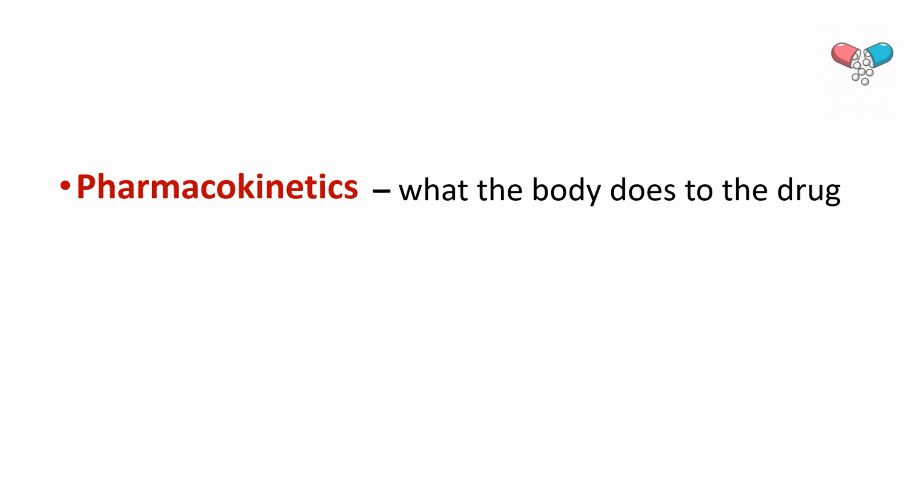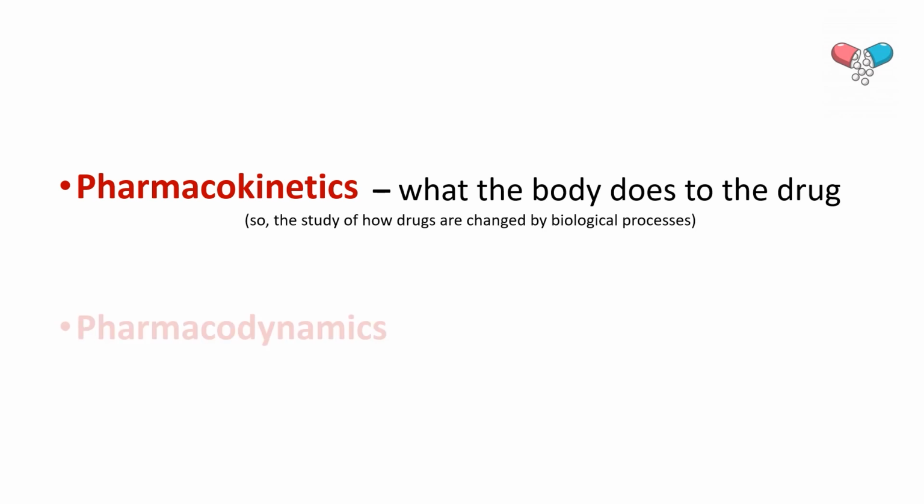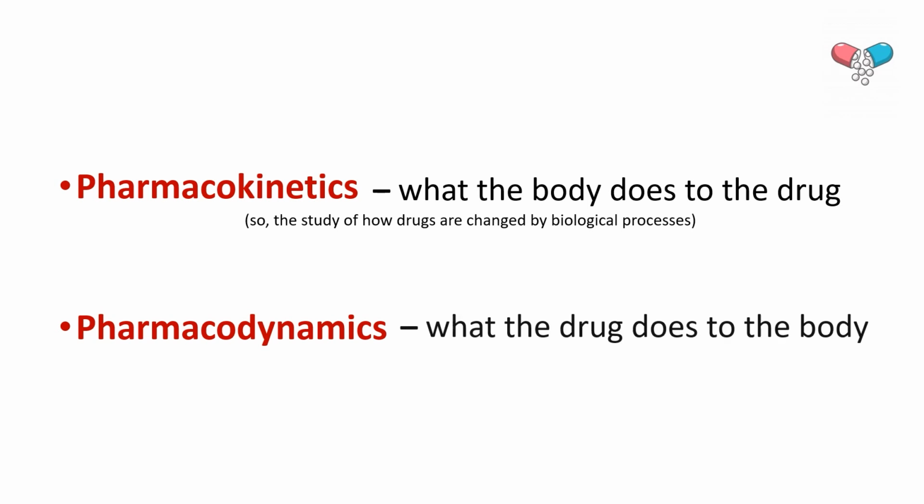Pharmacokinetics, kinetics meaning movement, is where we'll examine the movement of drugs from administration all the way to clearance and elimination. Why is this important to us? Well, choosing the right formulation of a drug can affect its pharmacodynamics, and an understanding of metabolism and elimination will greatly help us later when we talk about toxicology. So pharmacodynamics, conversely then, is what the drug does to the body, so how the drugs affect our tissues and affect our cells.